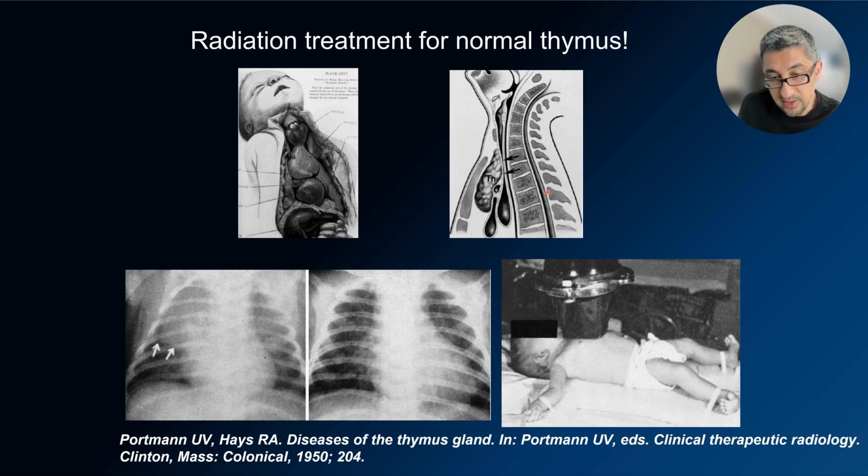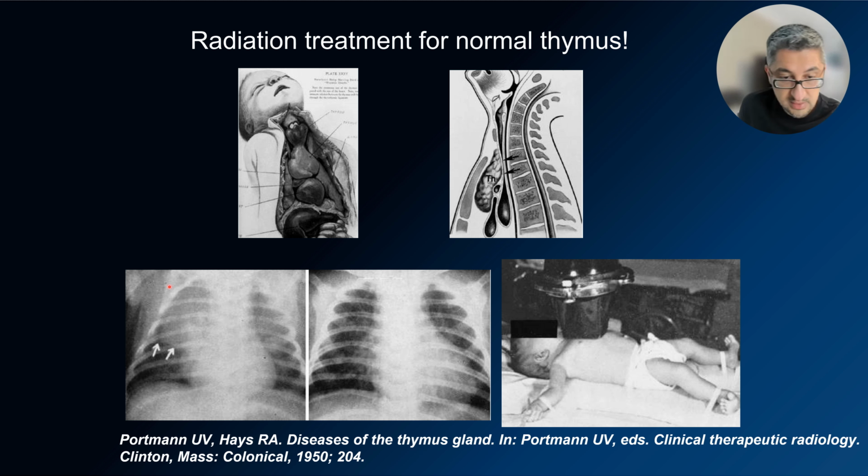There was a time in history when the normal thymus was considered a pathology, as you can see in this paper published in the 1950s. They called this thymic asthma, and they treated these children with radiation treatment.